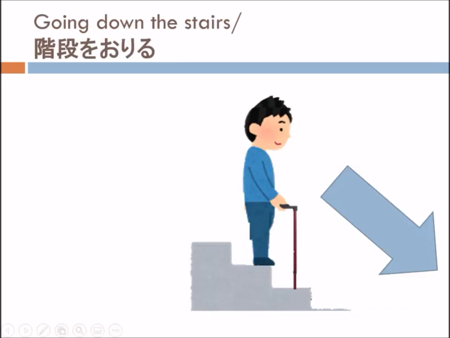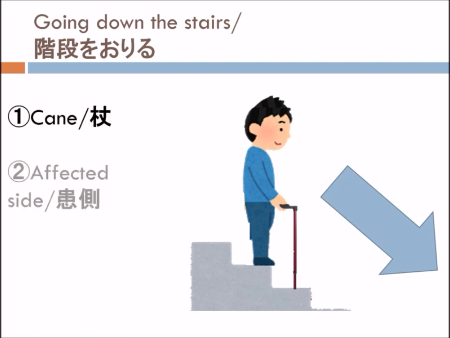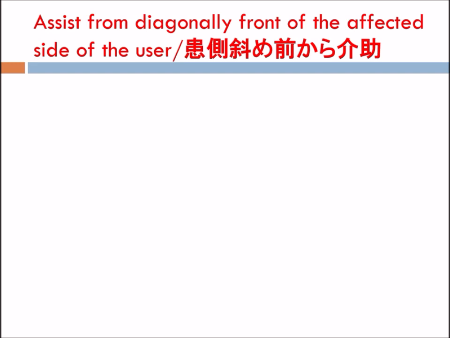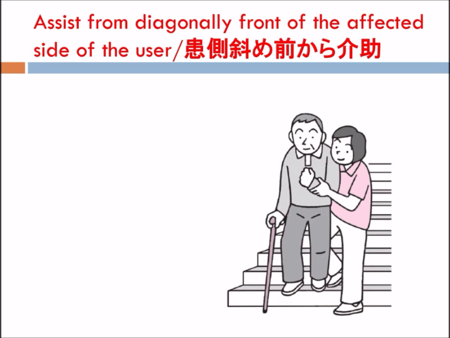Going down the stairs. How to go down the stairs? First, cane. Second, affected side. Third, unaffected side. Assist from diagonally front of the affected side of the user. In order to ensure safety, the care worker stands one step below the user.